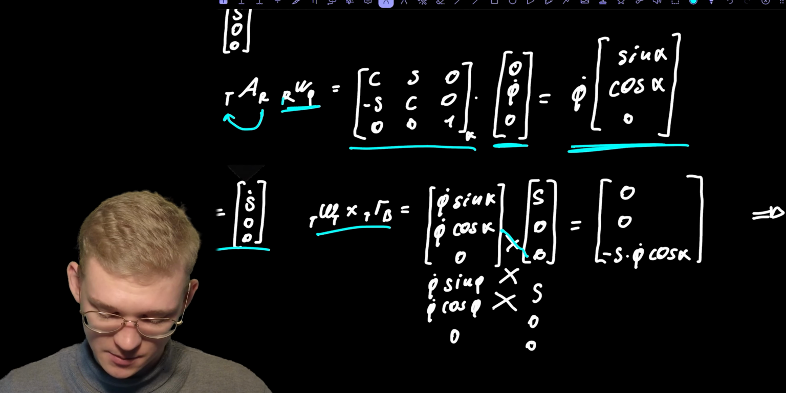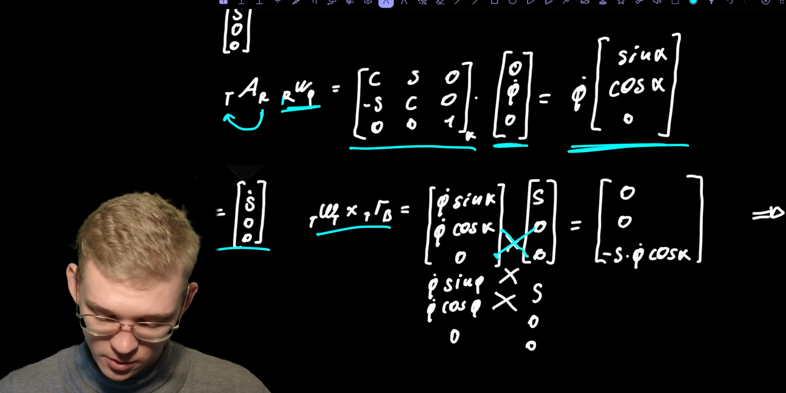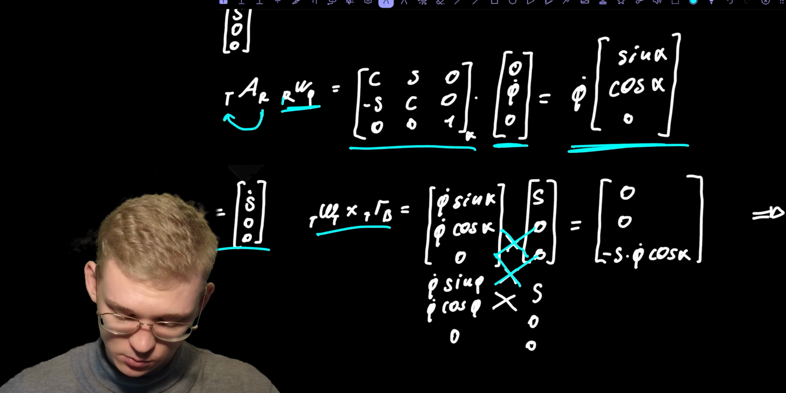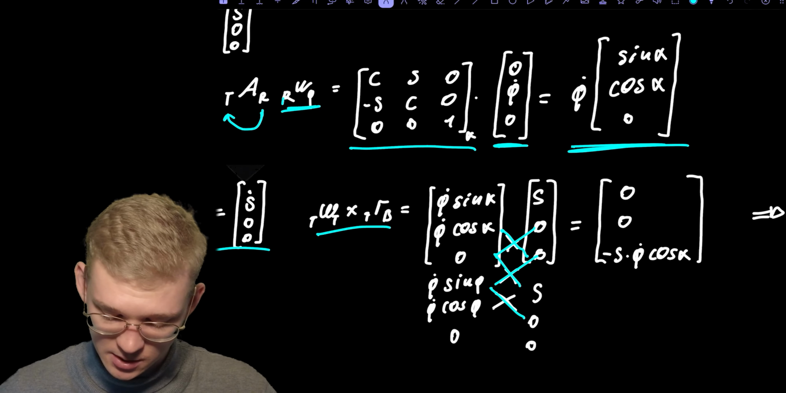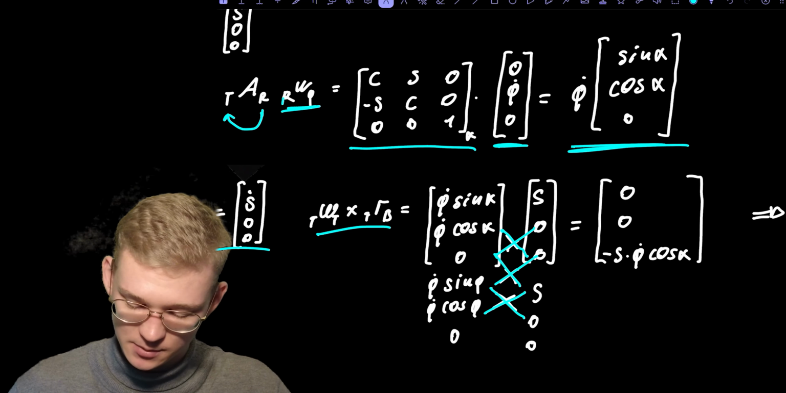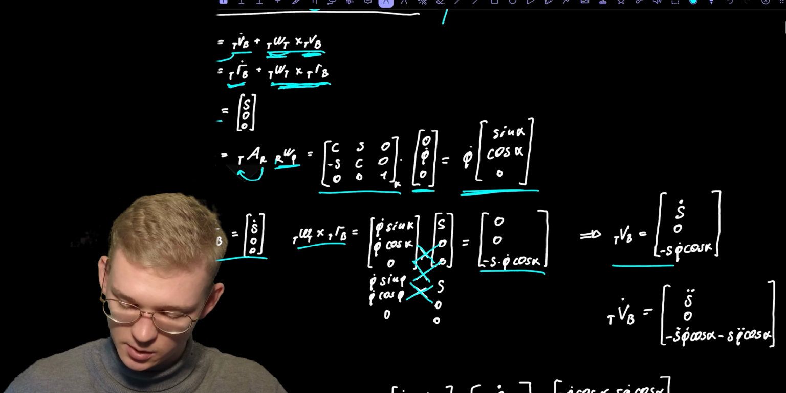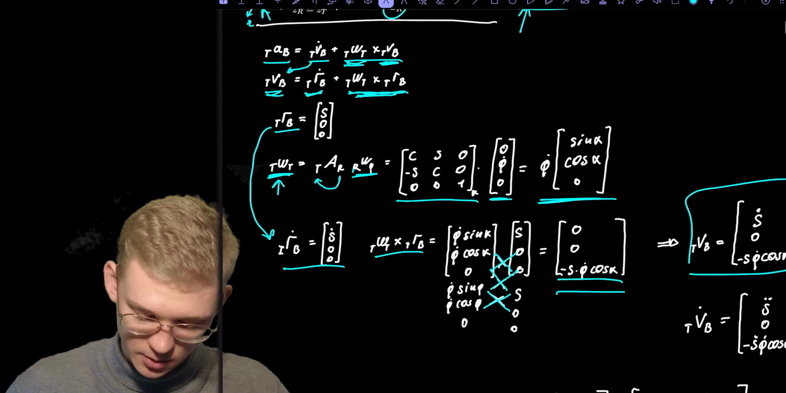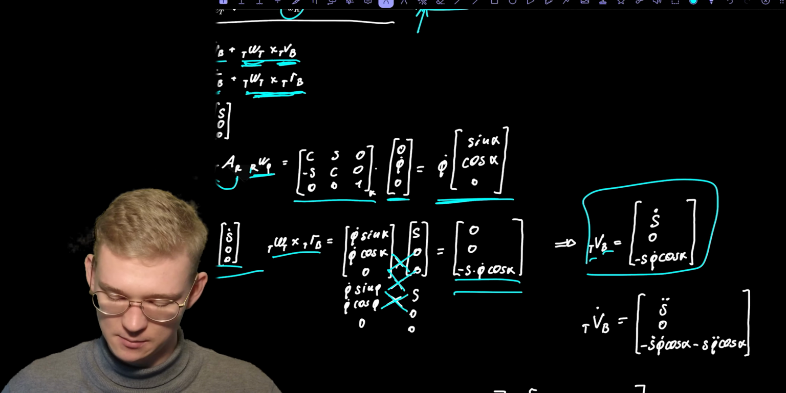It's this one times this one plus this one times that one. The same for the second component, this one times this one minus this one times that one. The third component is this one times this one minus this one times that one. And that's how we get a third component. So summing all up, this one and this one, we get our velocity of point B in t.